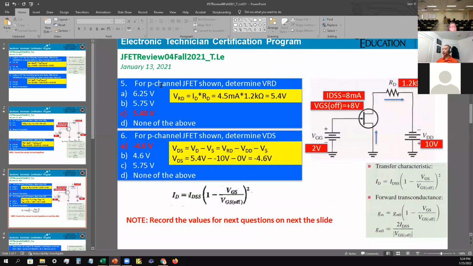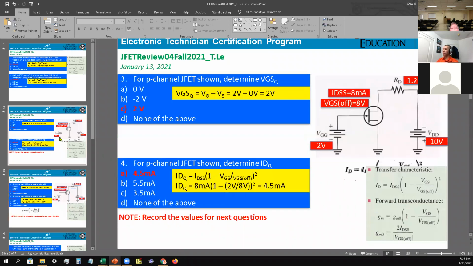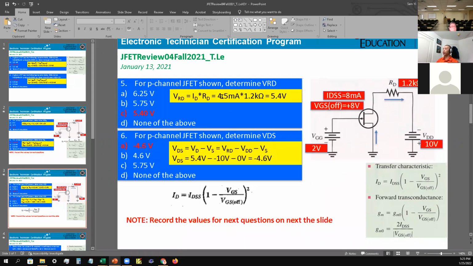For number 5, for the P-channel JFET shown, determine VRD. So they want to find the voltage drop over the RD right here. So VRD is ID times RD. ID we calculated earlier in number 4, which is 4.5 milliamps. So 4.5 milliamps times 1.1 kilohms yields 5.4 volts. So the answer is C for number 5.